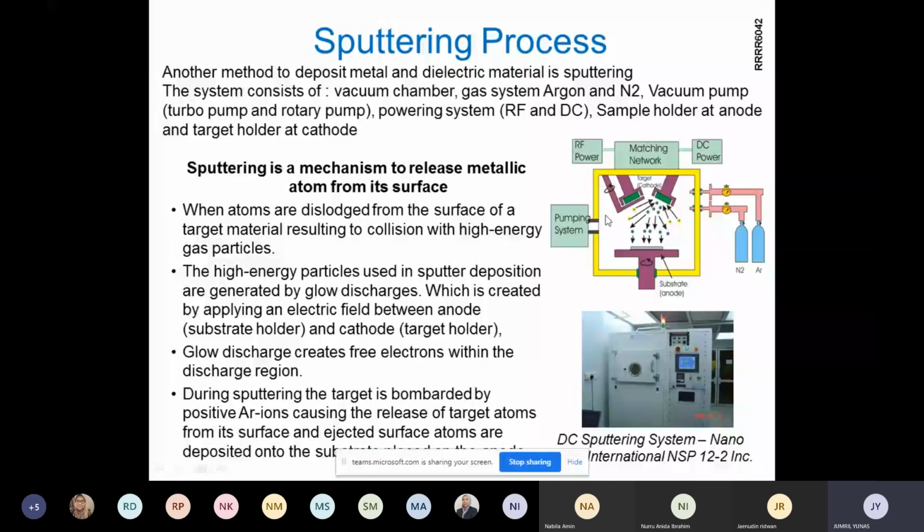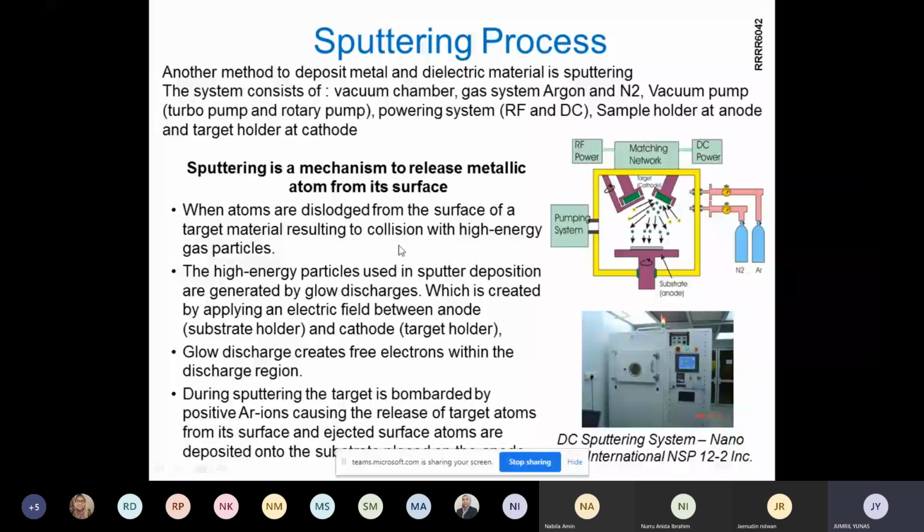Then we have the vacuum pump system, including the turbo pump and rotary pump. For the power system, we have RF power and DC power, and the sample holder for the anode. So we put our substrate here, and for the target holder, we call it the cathode here. The metal is the target material for deposition.